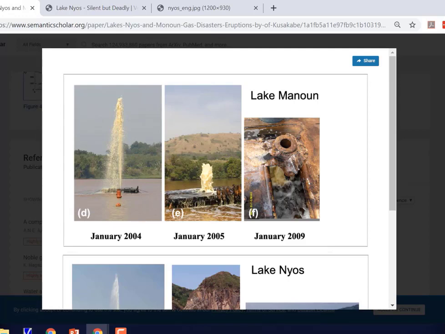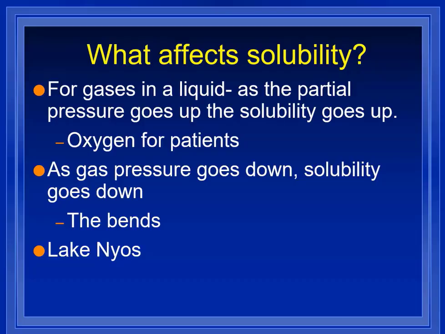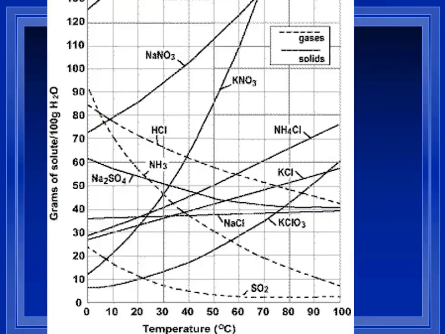Okay, so I want to give you some interesting applications of this. This you'll find in your book. It's a graph of solubility. It's called a solubility graph. The bottom is temperature, so it's about how temperature affects how many grams of solute per 100 grams of solvent. You'll notice that as the temperature goes up, the dark lines tend to go up and the dashed lines tend to go down. That's because the dark lines are solids, the dashed lines are gases.